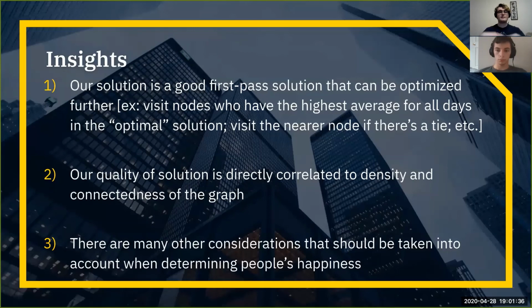The second insight is that our quality of solution is directly correlated to the density and connectivity of the graph. The denser and the more edges that on average a node has, the better our solution will be, because it's always bounded by 1 over d. Finally, there are a lot of other considerations that should be taken into account when determining people's happinesses. And what we were doing was an abstraction, and if we were to actually implement this, we'd take a lot more into account into the creation of the graph than we actually did for algorithmic purposes and for our examples.